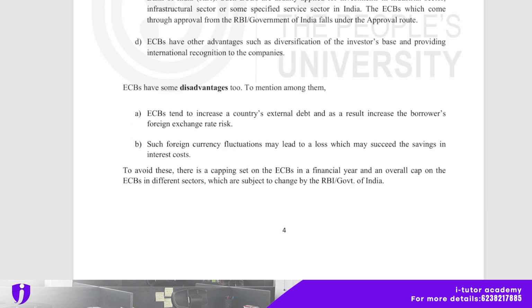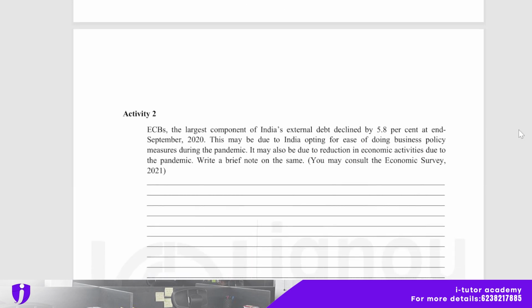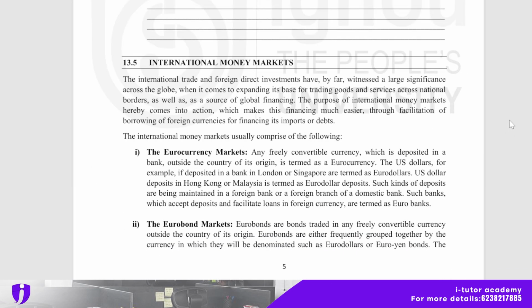ECBs have some disadvantages too. To mention among them, ECBs tend to increase a country's external debt and as a result increase the borrower's foreign exchange rate risk. Such a foreign currency fluctuation may lead to a loss which may exceed the savings in interest cost. And next is international money market.